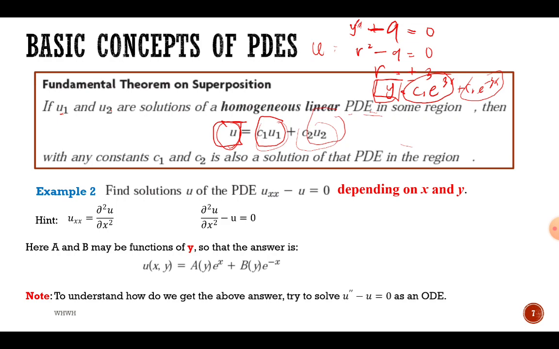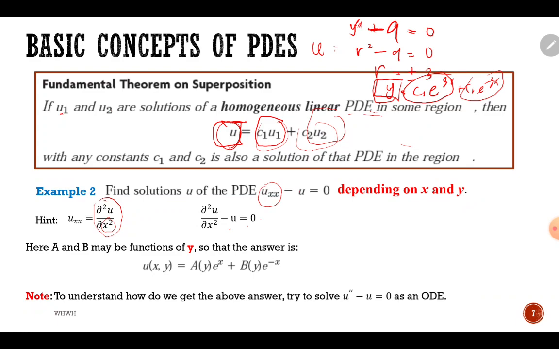Okay, for example kat sini we have example 2. Example 2, find solutions U of the PDE Uxx minus U, depending on x and y. Okay, kat sini nak bagi tahunya x kat sini nampak satu variable je, tapi hakikatnya there is also a variable where it depends, which is y. So you have Uxx minus U. So Uxx ni apa maksud dia? This is the second derivative with respect to x. So we have del square U over del x square minus U equals 0.